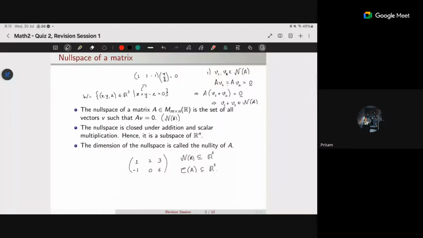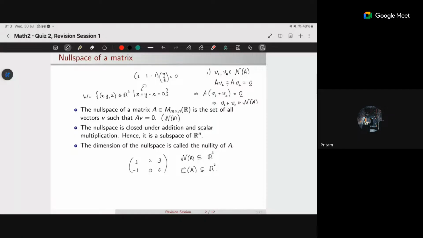When you study things like the 4 fundamental subspaces, you'll see some relations between these things. But for now, you don't need to worry about all that. So this is a subspace, and the dimension of that subspace is what we will call the nullity of the matrix.